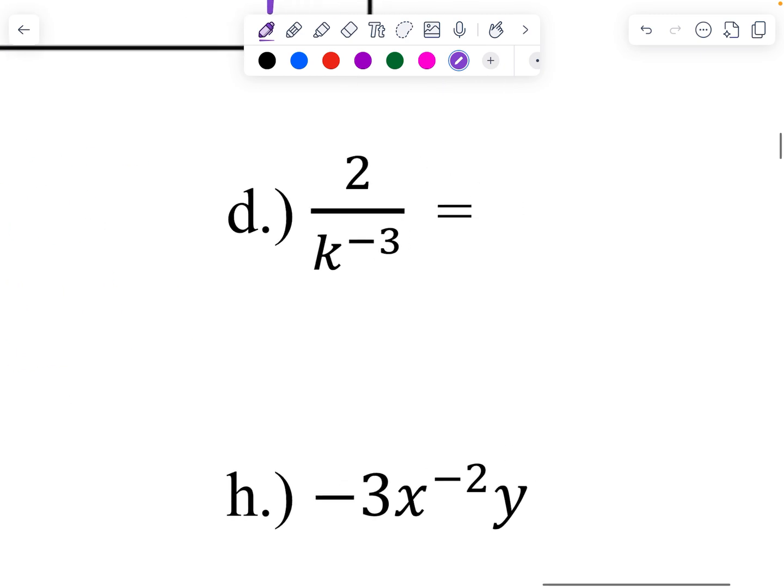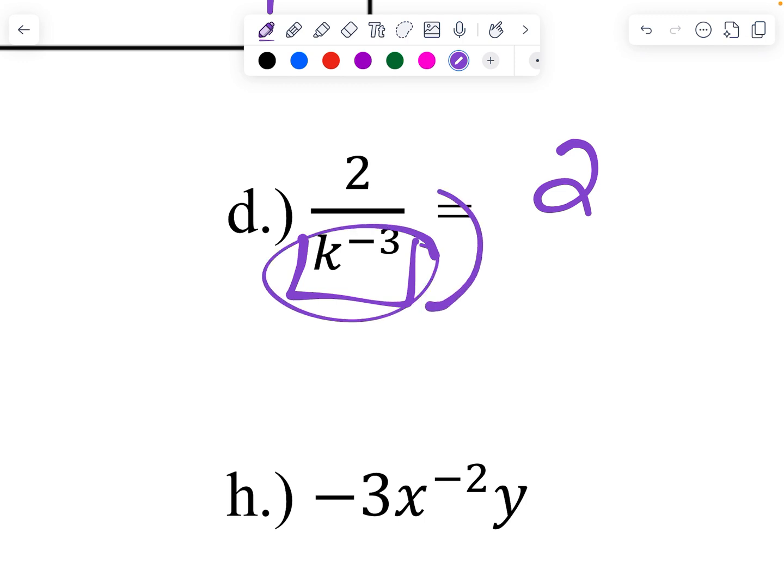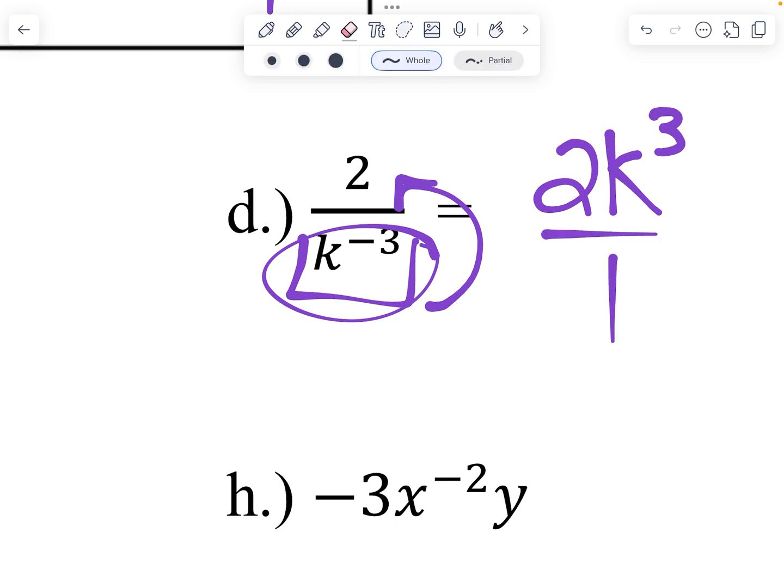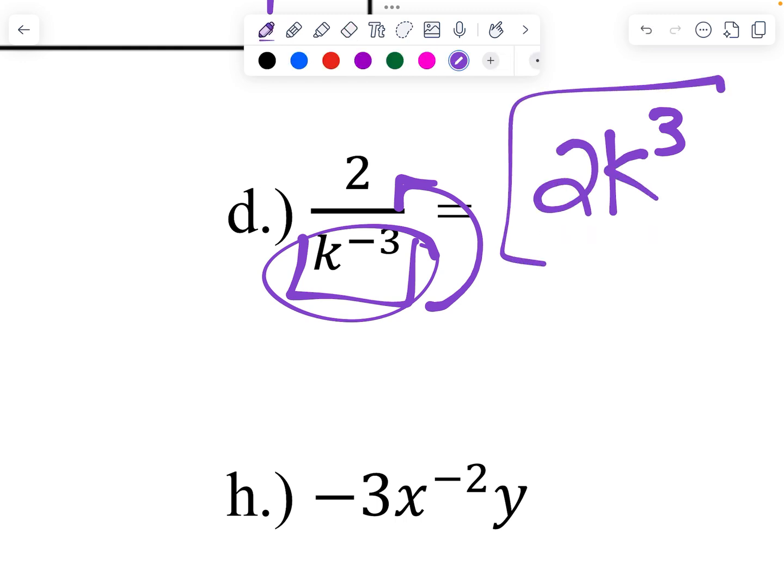So letter D, we have a 2 over k to the negative third power. Well, 2 is going to stay where it is. This k to the negative third power, we're going to put it up with the numerator. And you could put it over 1, or you could just say 2k to the third.